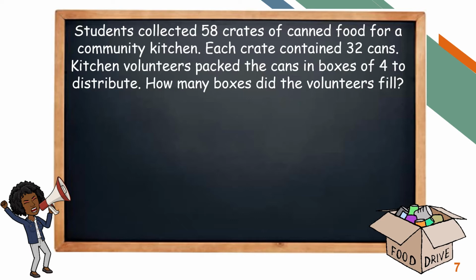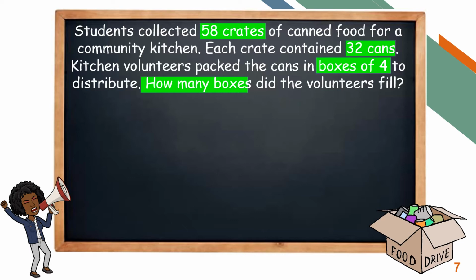The first thing we find out when reading this problem is that there are 58 crates of canned food. Then we find out there are 32 cans in a crate. Then we know they packed 4 cans in each box. Most importantly, the question is asking us to find how many boxes the volunteers filled. Let's start planning out what we can do to help solve the problem.